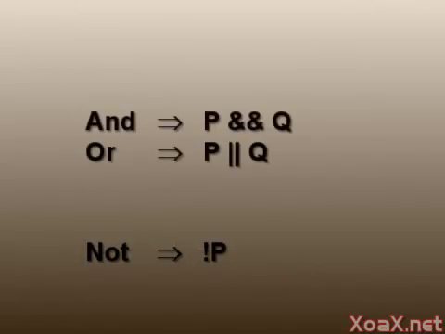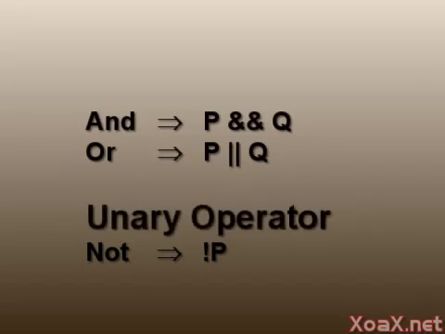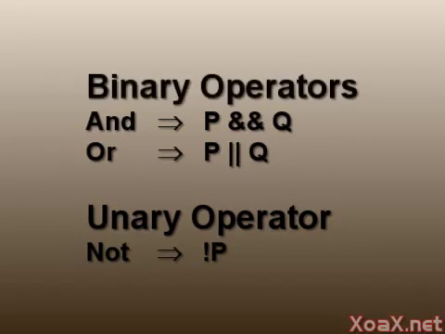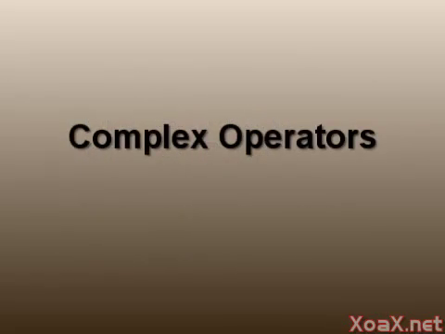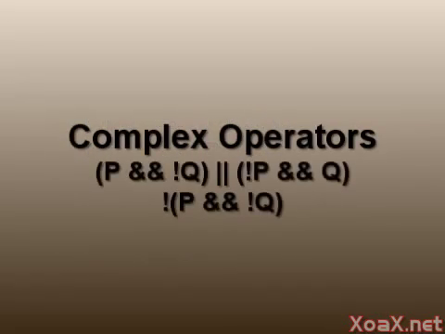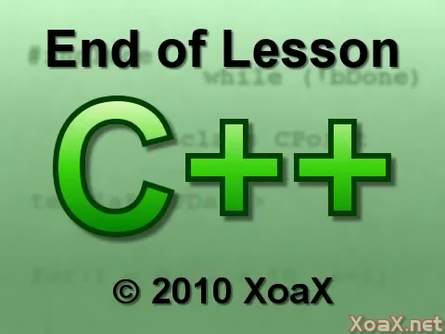Lastly, we note that the NOT operator acts on only one value, while the OR and AND operators act on two Boolean values. Operators that act on one operand are called unary operators, and operators that act on two operands are called binary operators. These operators can be further combined into complex Boolean operators like this, which we can use to control the flow of our programs. This concludes the lesson.